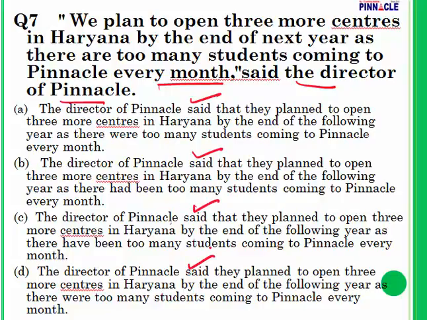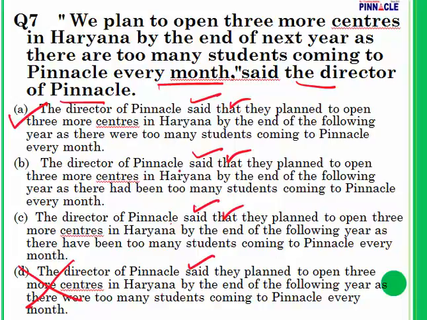Now after that, let us check out the connecting word. We have that here in option A, that in option B as well, that in option C as well, but in D we do not have the connecting word, so D gets eliminated. Now options A and B. The director of Pinnacle said that they planned to open 3 more centers in Haryana by the end of the following year as there were too many students coming to Pinnacle every month. This is okay, I could consider this.